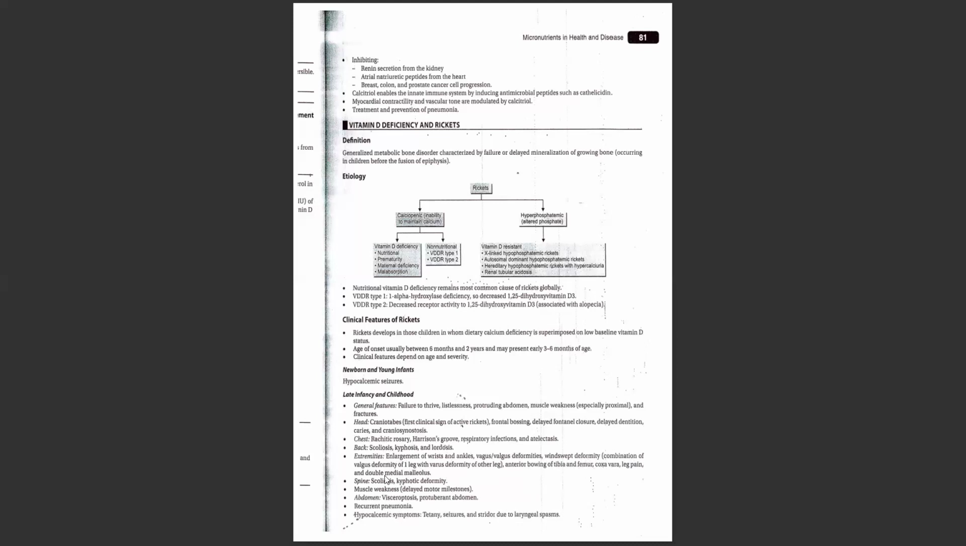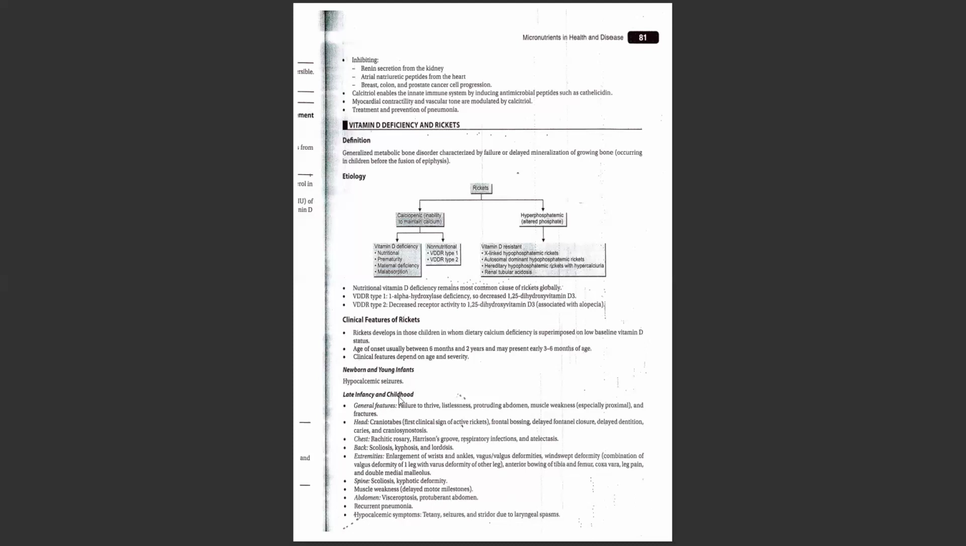because of the hypertrophy of the chondrocytes on the growth plate. We have a double medial malleolus instead of the single. Then in the spine, we have scoliosis and kyphotic deformity, and more commonly proximal muscle weakness, and delayed motor milestones in late infancy and childhood. Then in the abdomen, we have visceroptosis and a protuberant abdomen, and in the respiratory system, recurrent pneumonia and hypocalcemic symptoms, tetany, seizures, and stridor due to laryngeal spasm. These are the important features in late infancy and childhood.